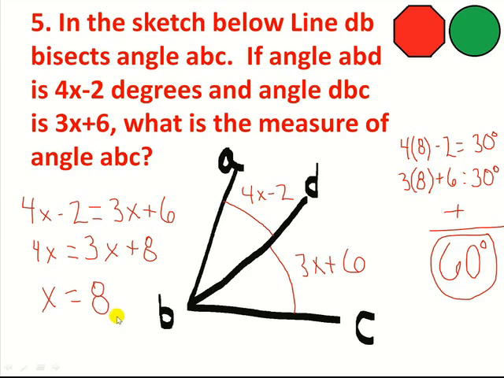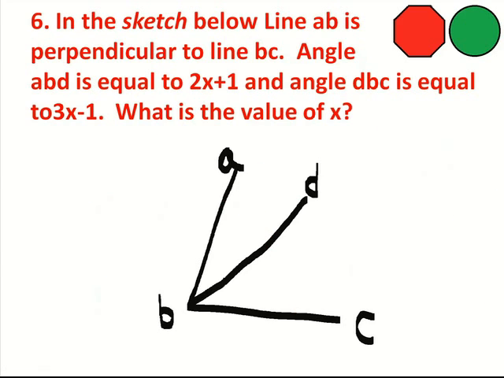I need to plug in x equals 8 into this and this, add them together to get the total measure of this. So I go 4 times 8 minus 2 equals 30. And 3 times 8 plus 6 equals 30. 30 plus 30 is 60 degrees. So if you got 60 degrees, you're doing it right. Number 6, read the question. Click on the stop sign, read the question.